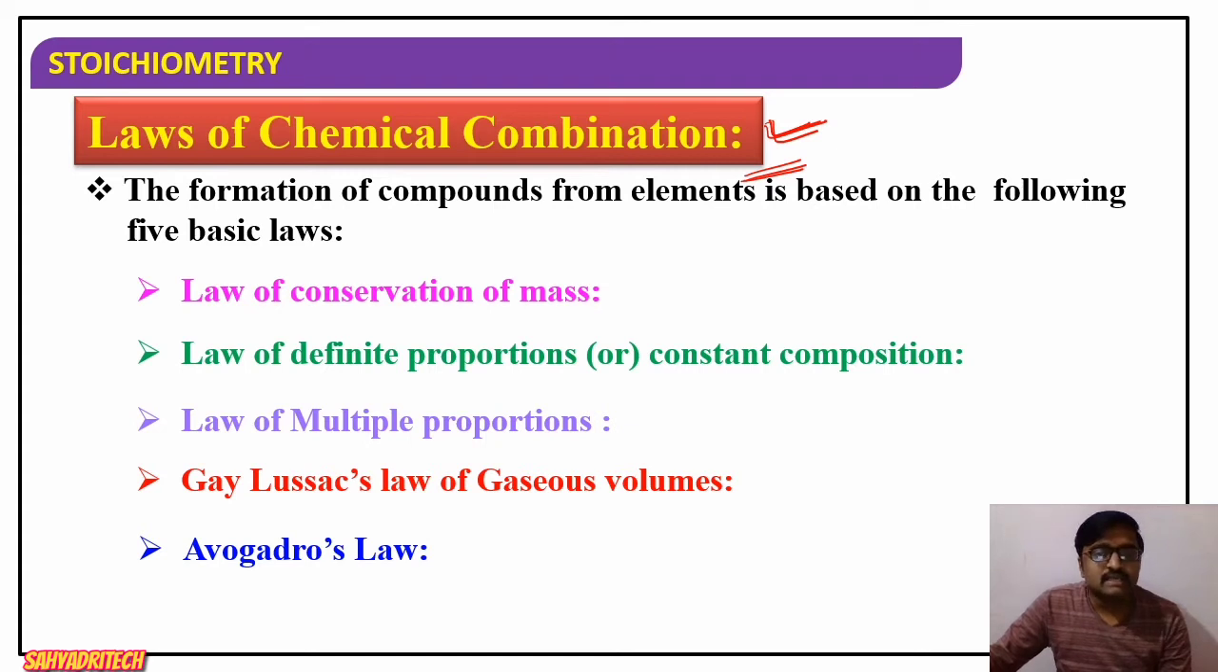So yes, the formation of compounds from elements can be understood better with the help of these 5 laws. What are those? Law of conservation of mass, law of definite proportions, also called the law of constant proportions, law of multiple proportions, Gay-Lussac's law of gaseous volumes, and Avogadro's law. The statement of these laws is very important. Try to understand the statements so that you can solve various numericals based on these concepts of the law of chemical combinations. We try to understand them one by one.